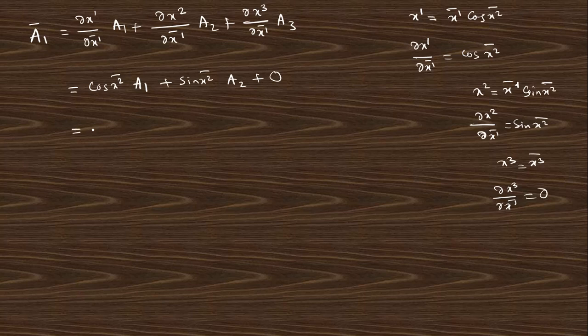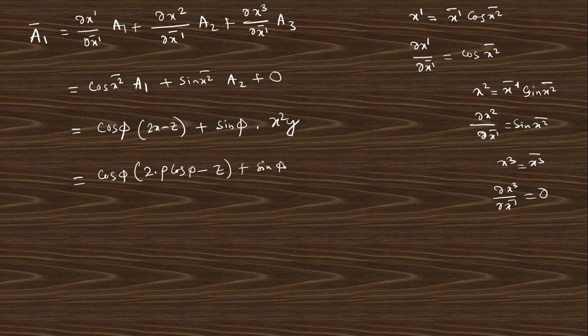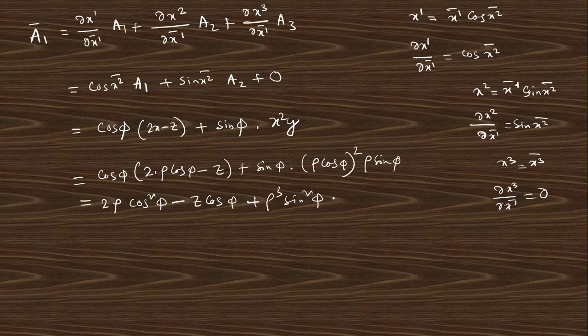So this becomes 0. So x2 is nothing but phi, A1 is 2x minus z, and in terms of rho, phi, z, A2 is x squared y, this will be 0. So this becomes cos phi times (2x minus z) plus sin phi times x squared y, where x is nothing but rho cos phi and y is rho sin phi. So finally we get A1 bar equals 2 rho cos squared phi minus z cos phi plus rho cubed sin squared phi cos squared phi. Clear? I think clear. So in this process you can also find A2 bar and A3 bar similarly.